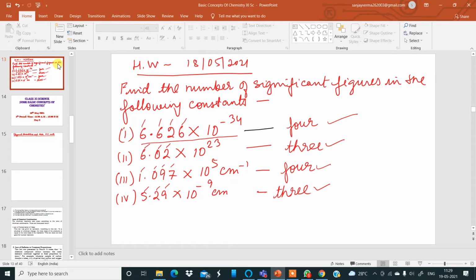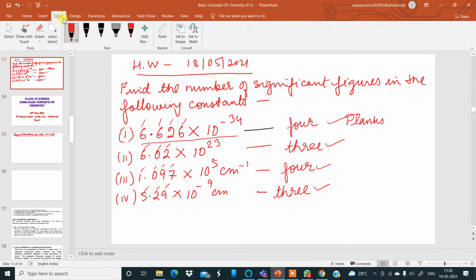Look at the first number. The first number is a constant. It is called Planck's constant. You'll be learning this in physics also. It is called Planck's, P-L-A-N-C-K-S. It is called Planck's constant. I'm writing the correct spelling over there.